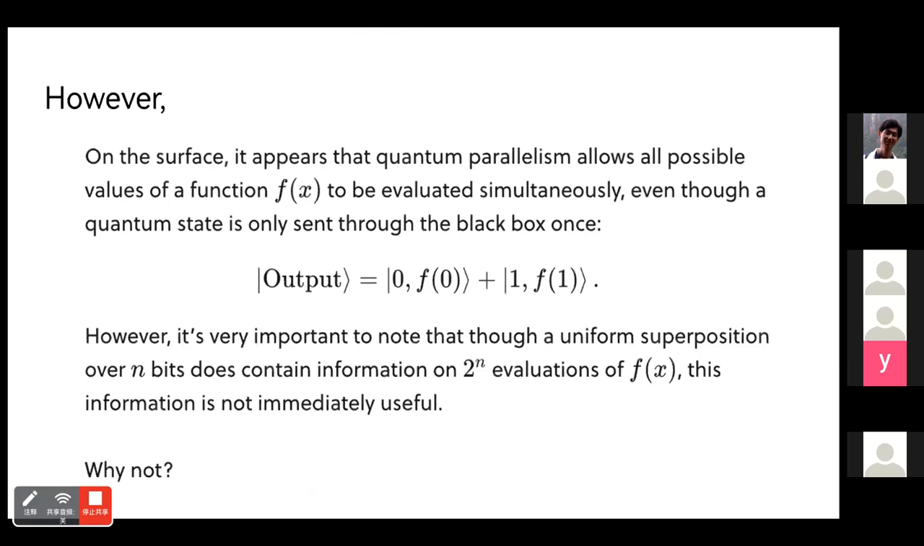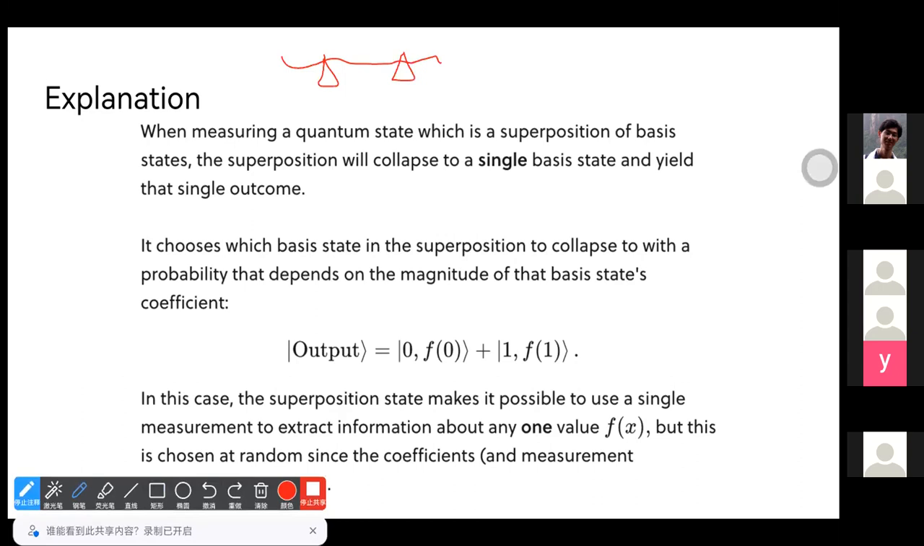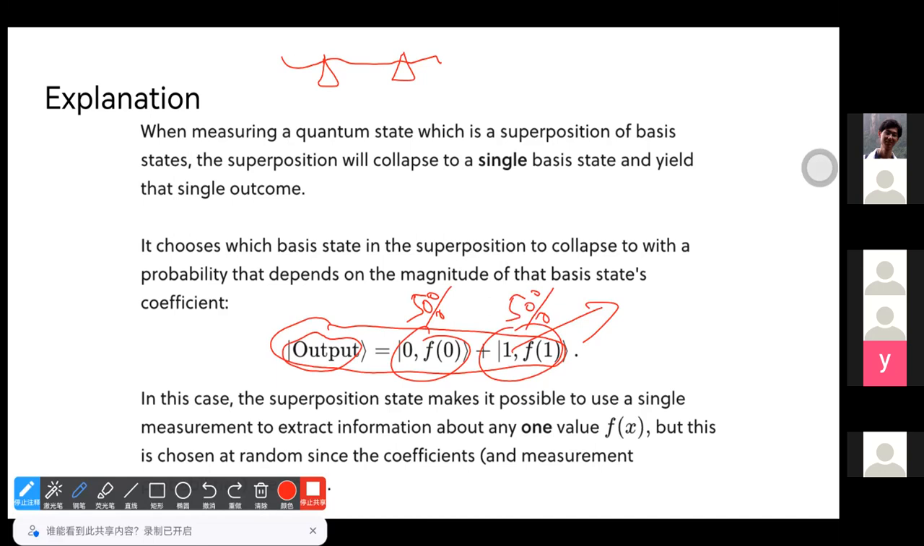However, that does not mean we can just use this, because the probability is the same. You can go through that. Though a uniform superposition over n bits does contain information on 2^n evaluations of f(x), this information is not immediately useful. When you measure it, the superposition will collapse to a single basis state and yield a single outcome. That means when you measure this output, you will only get one state, and the probability is still 50%. Even if you test all the states, you will only get one answer.